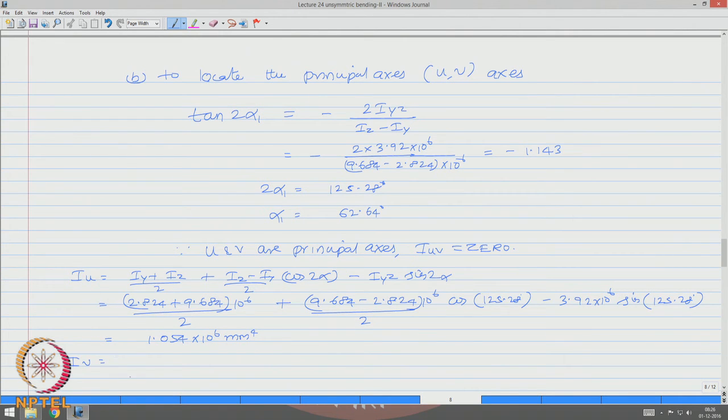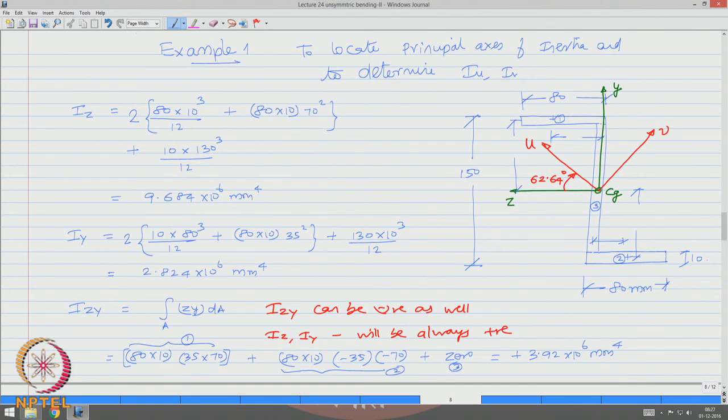Similarly, I v can be easily solved by simply saying I z plus I y minus I u. So, 9.684 plus 2.824 minus 1.054, all × 10⁶, which gives me 11.454 × 10⁶ mm⁴. So, for a given section which has an axis of symmetry, we can easily locate the principal axis and find the moment of inertia about this principal axis. That is example 1 as described.